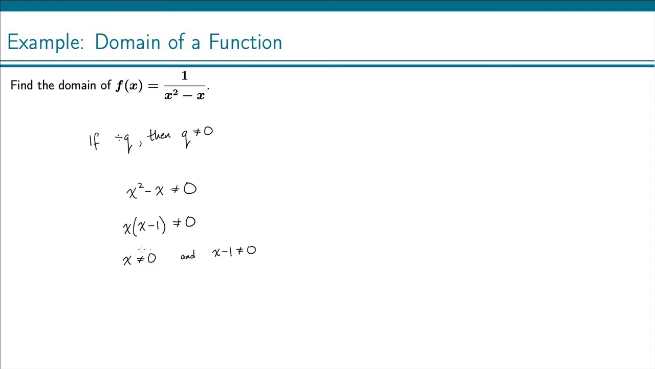So we have x cannot equal 0. Over here we can solve for x by adding 1 to both sides, and we get that x cannot equal 1. So the domain of this function is that x cannot be 0 and it cannot be 1, but it can be anything else. So we can write that in a couple of ways using set notation.